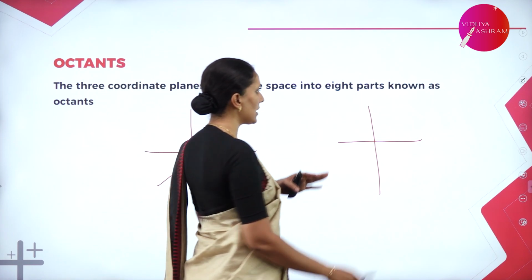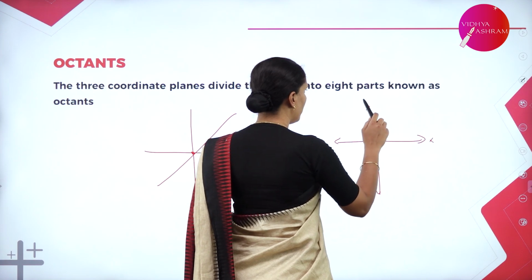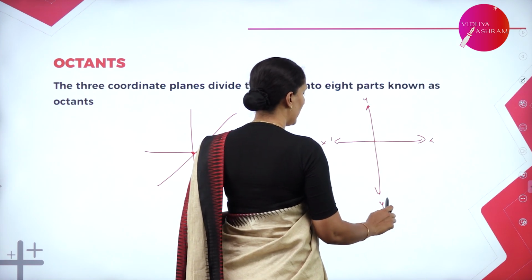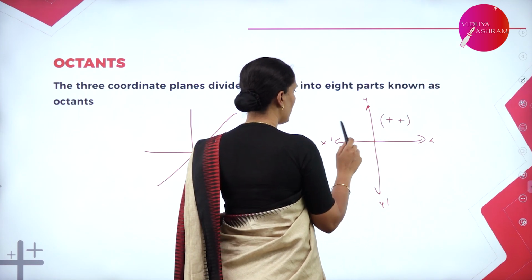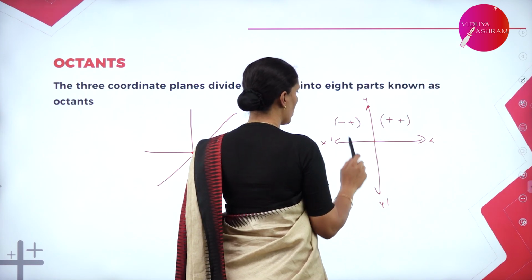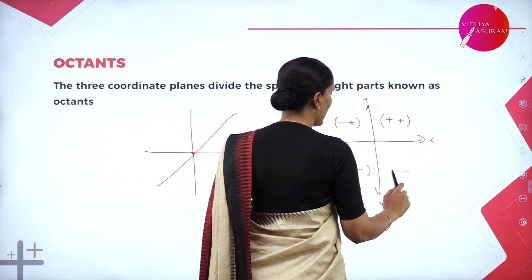As we have learnt the signs in quadrants, that is, x positive and negative depending upon the direction. So here x and y coordinates are positive. Here x is negative, y is positive. x, y both are negative. y negative, x positive.